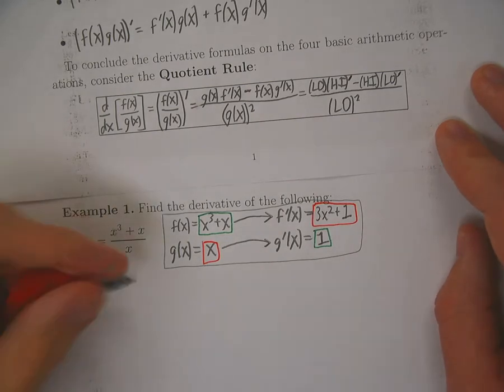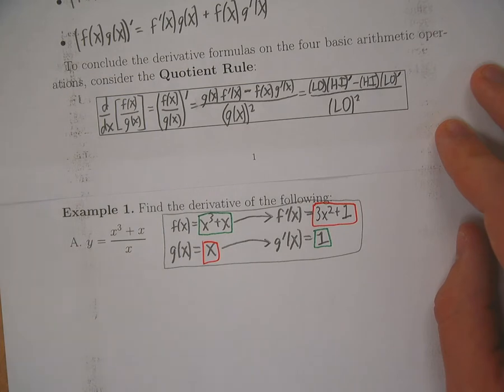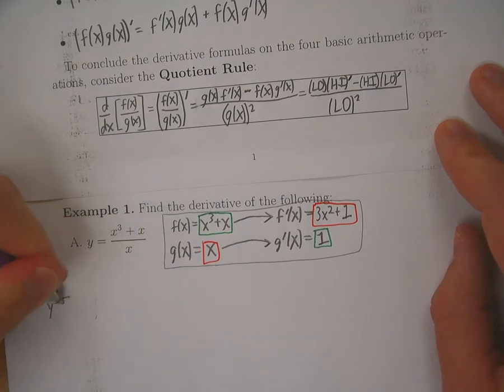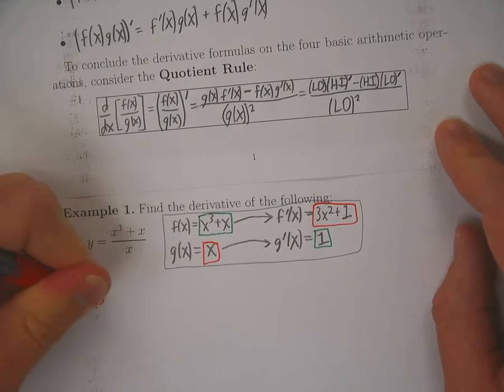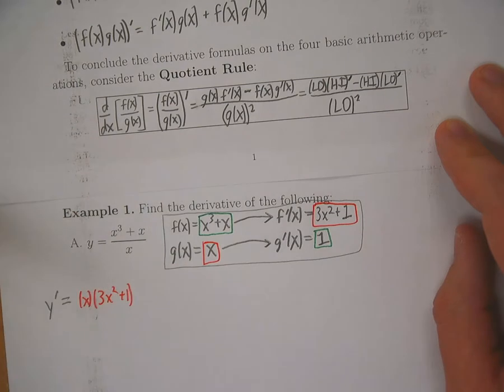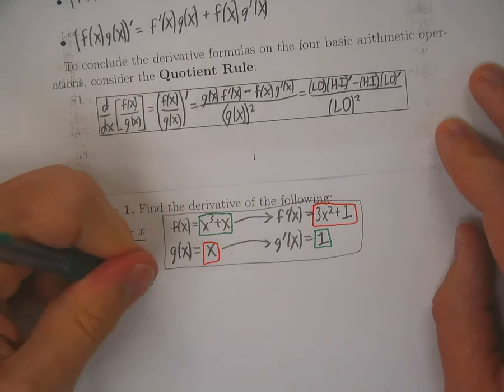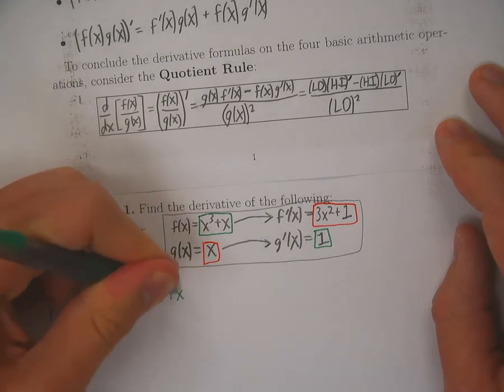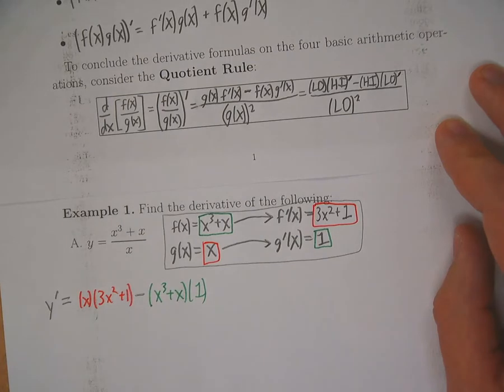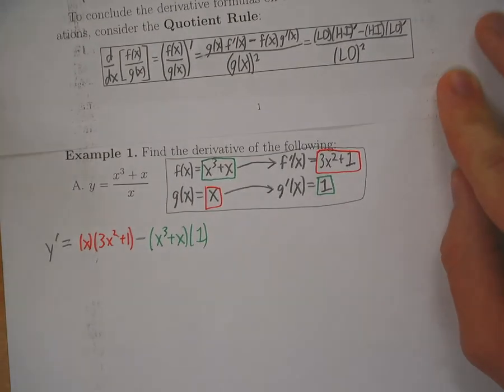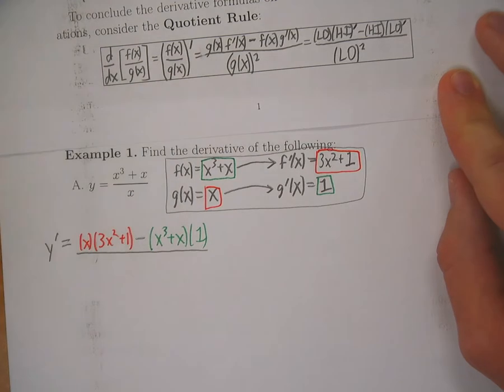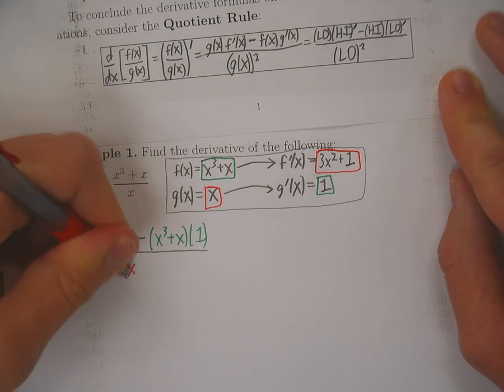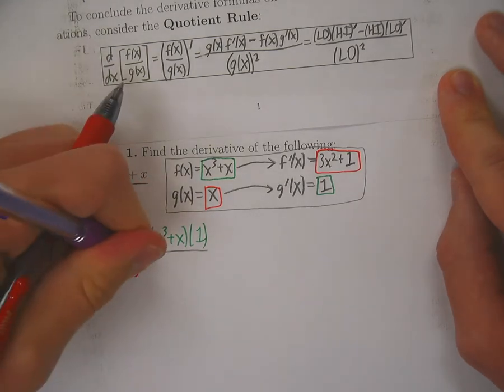So we have y prime equals low d high, so x times 3x squared plus 1, minus high d low, so x cubed plus x times 1. And then all that divided by low squared, so just x quantity squared. Okay?